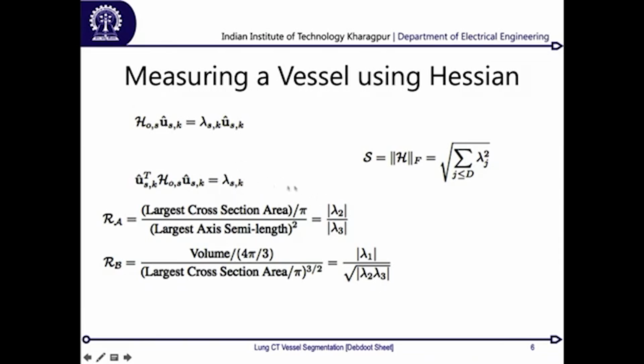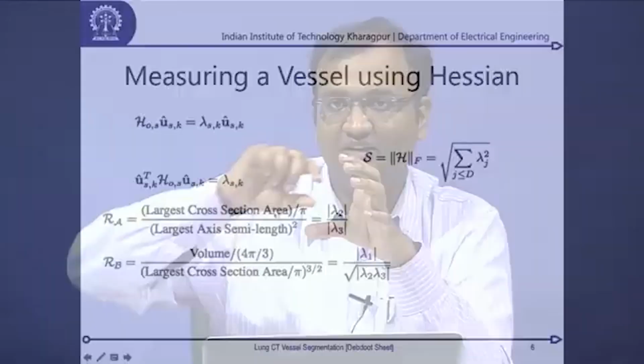Now from that, what these authors had derived were two different coefficients called Ra and Rb. Now Ra is basically the ratio between the largest cross sectional area and the largest axis semi length. Largest cross sectional area means that if I have a cylinder and I chop it off, what will be the total cross sectional area. And the largest axis semi length means, if I assume this cylinder is a finite cylinder, then I will have my largest axis along the axis over there. So what is half of that length?